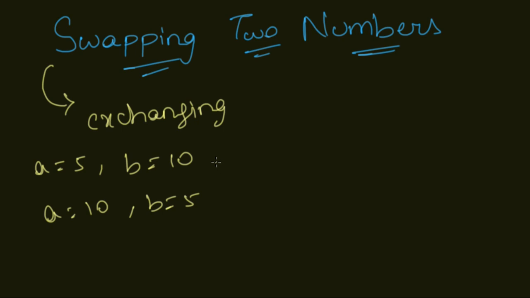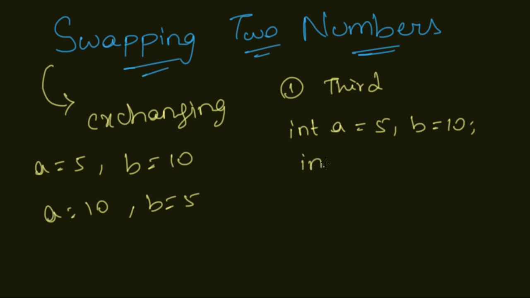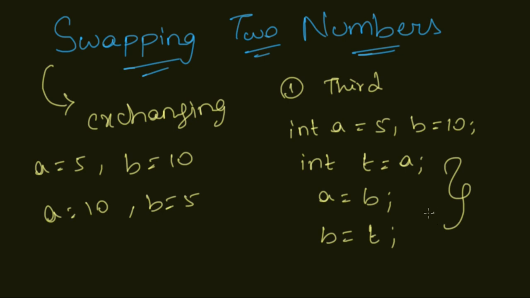Swapping can be done in 5 different ways. So the first way is to use a third variable. Now let us see how we can implement swapping using a third variable. Firstly, I am going to initialize the values of A and B. Now I am going to take a third variable where I am going to store the value of A, later assign the value of B to A, and then assign the value of T to B. Let's see what is happening in these three steps.